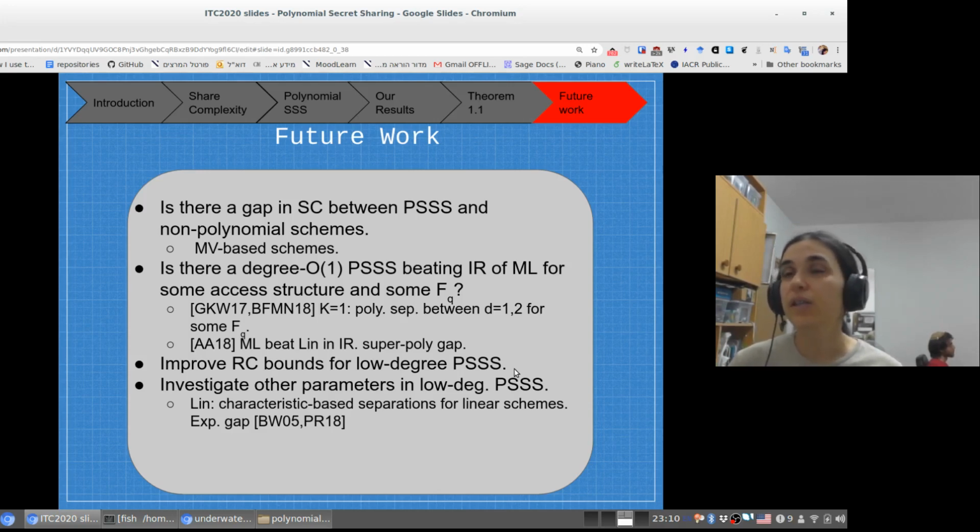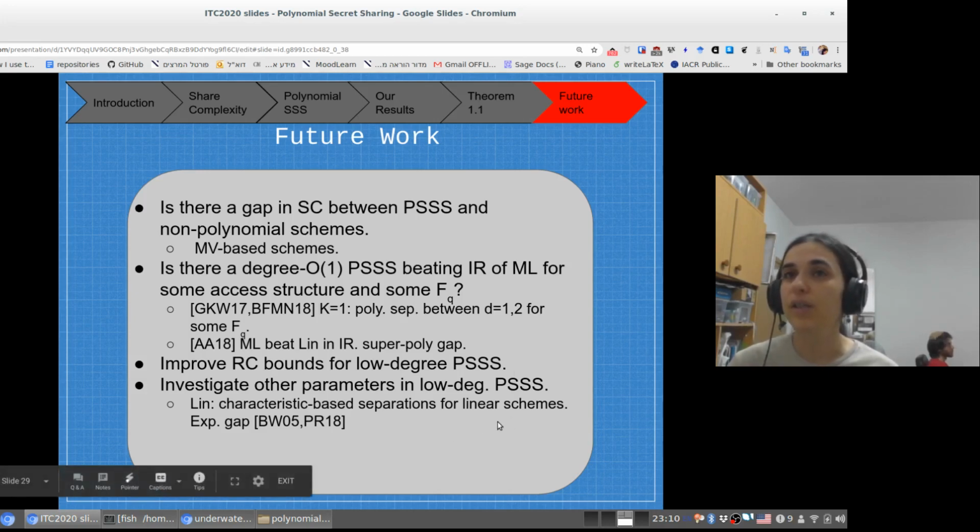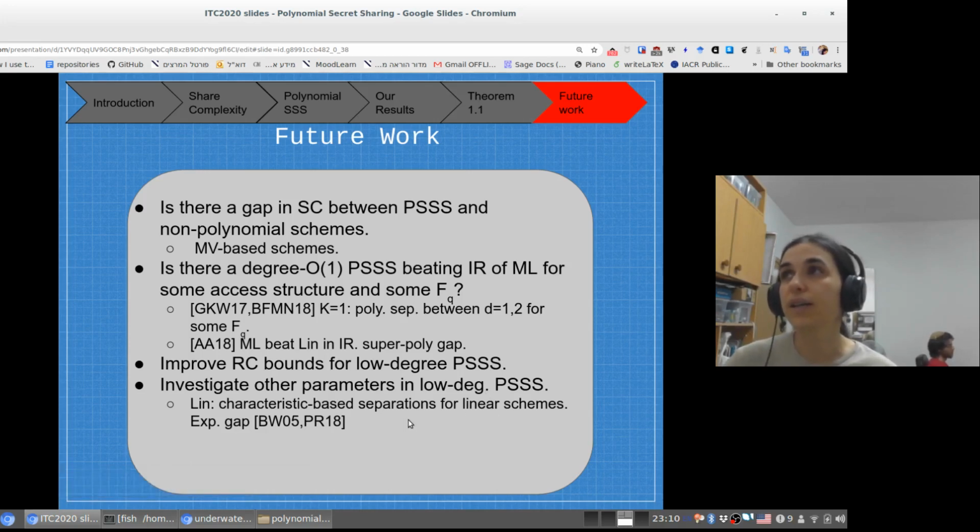And there are some other questions of investigating other parameters that fall in this framework, like the effect a particular field has on the share complexity of the resulting schemes. And there are some results in the literature in this direction as well. So about linear schemes, what can we say about k equals 1 and d equals 2, for instance?